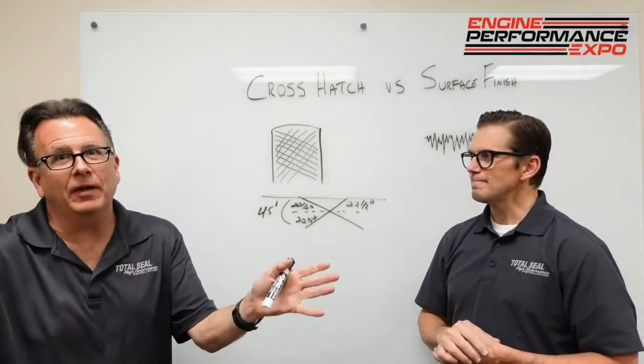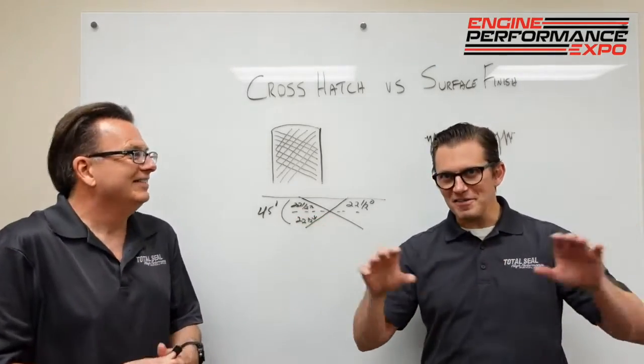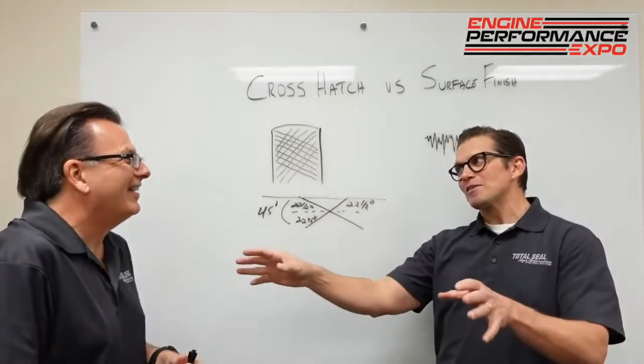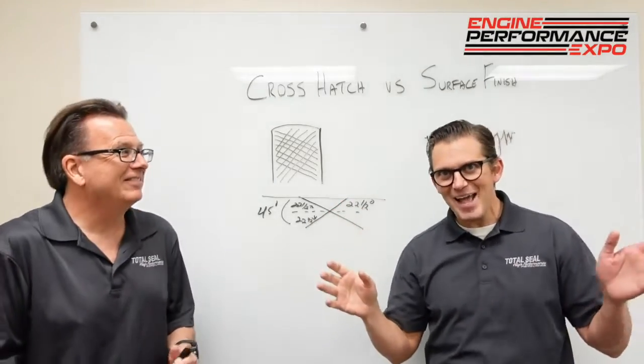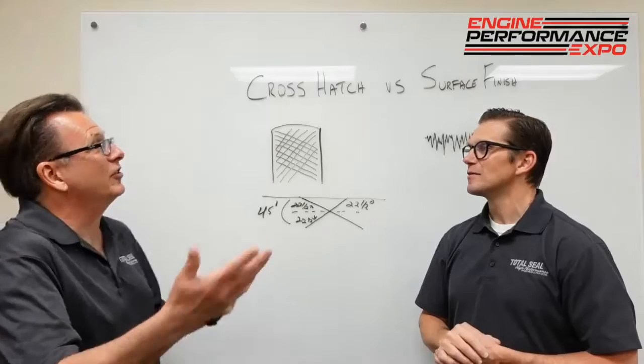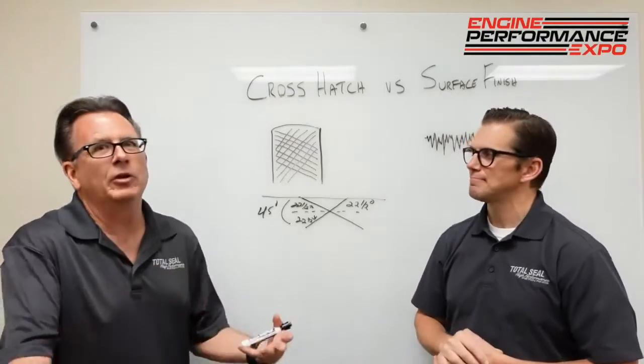I do everything the same that comes through the shop. 320 grit and send it. Well, that was okay with ductile moly rings, but it's not okay today with steel rings. And soft blocks versus hard blocks. We've got to address all these things.